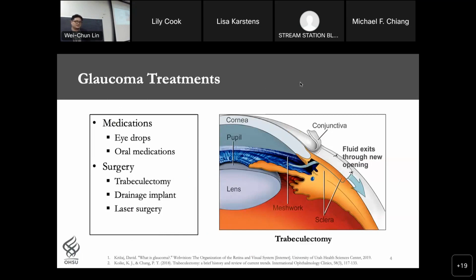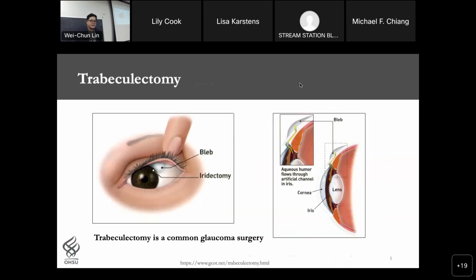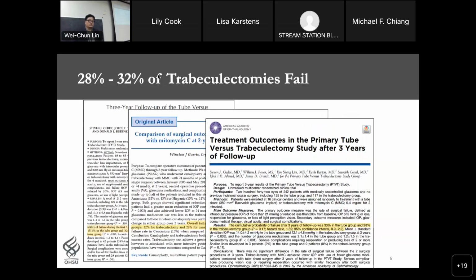Trabeculectomy is one of the most commonly used glaucoma surgeries for advanced patients. In trabeculectomy, the surgeon will remove a portion of trabecular meshwork and create a channel from the inside of the eye to the outside of the eye, which drains out the inside eye fluid and decreases the intraocular pressure. However, according to reported studies, the trabeculectomy surgical failure rate is about 28% to 32%.